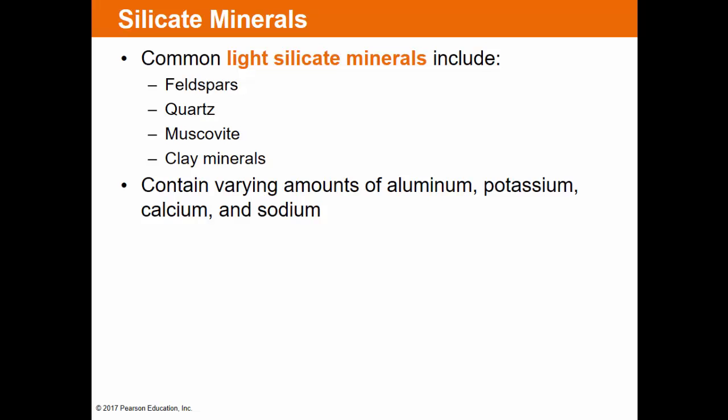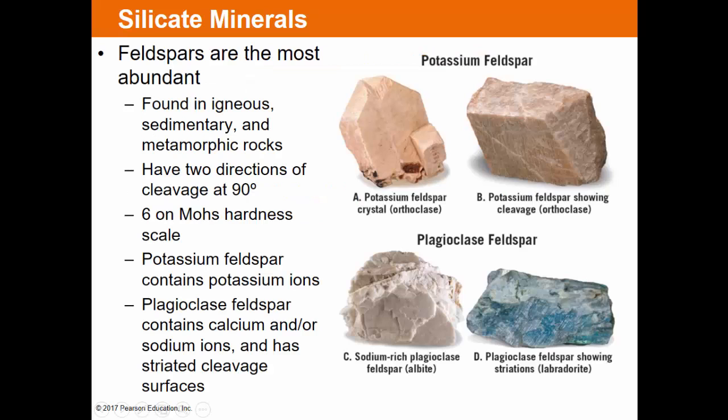Your light silicates are going to include feldspars, quartz, muscovite, clay materials, those silicates that have aluminum, potassium, calcium, and perhaps some sodium in them. You also are talking about feldspars being the most abundant of the silicates. They're found in igneous, sedimentary, and metamorphic rock.